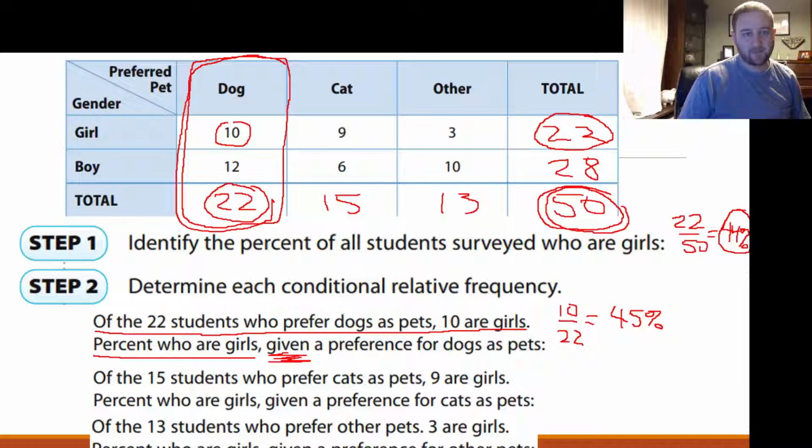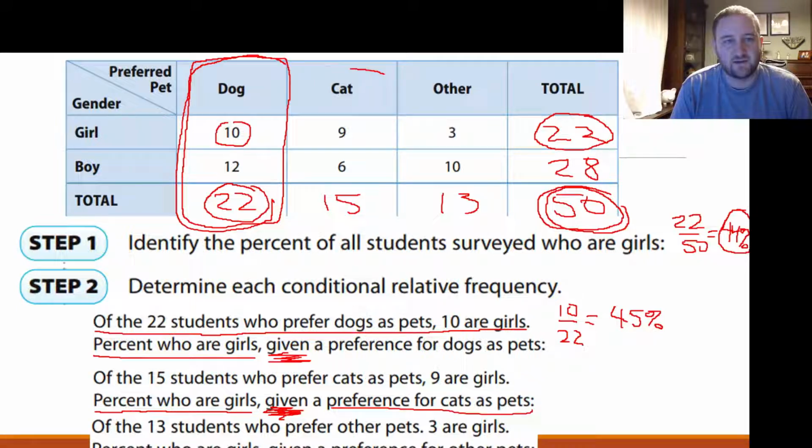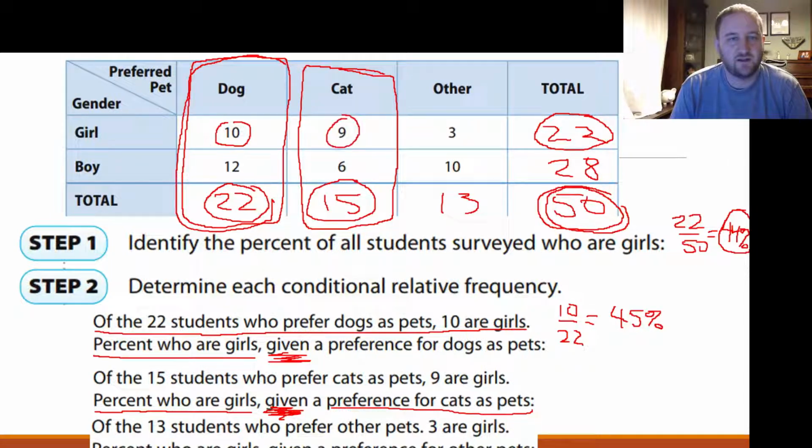Next, of the 15 students who prefer cats as pets, 9 are girls. So what we want now is the percent who are girls given a preference for cats as pets. So here's our cats total. We want the percent of them who are girls. So here's 15. There's 9 out of 15. 9 divided by 15 is 60%.